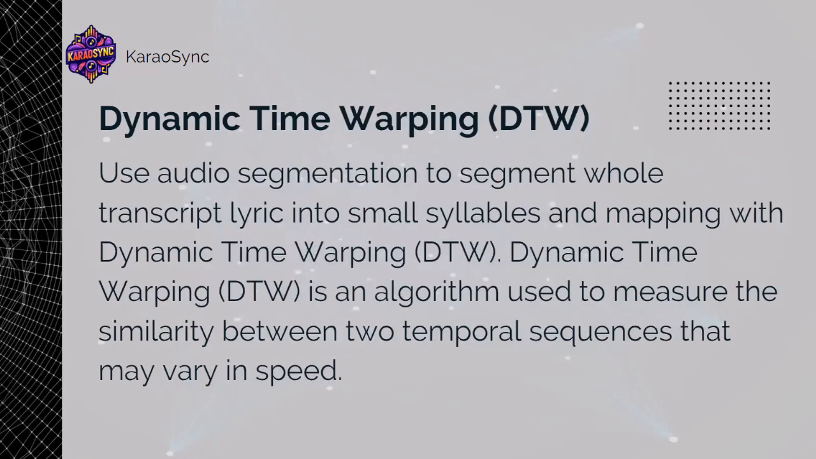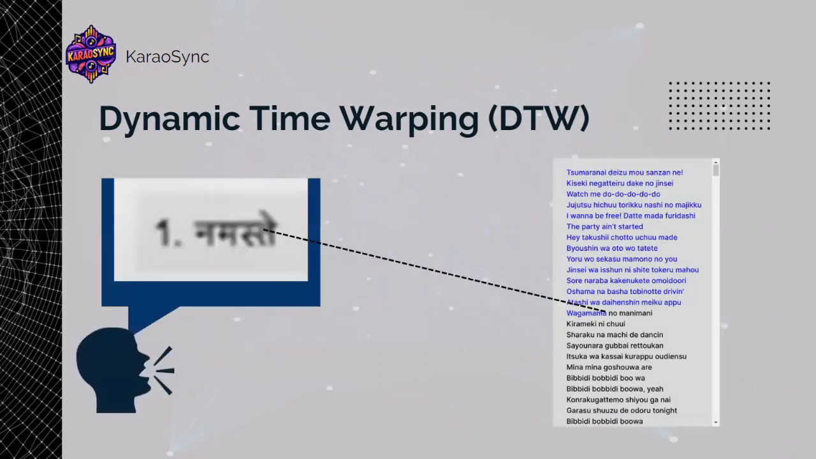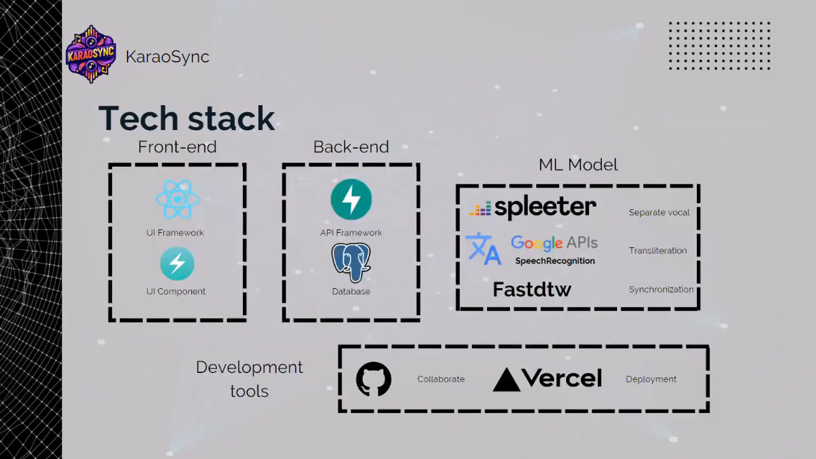For the last, we need to use dynamic time warping or DTW. We will use DTW for synchronized scoring of lyrics by mapping all chunks from the audio segment part in the vocal and mapping them with the lyrics. DTW is an alignment algorithm used to measure the similarity between two temporal sequences that may vary in speed. Simply put, it will help us map the voice from the vocal to the lyrics that we got from transliteration.